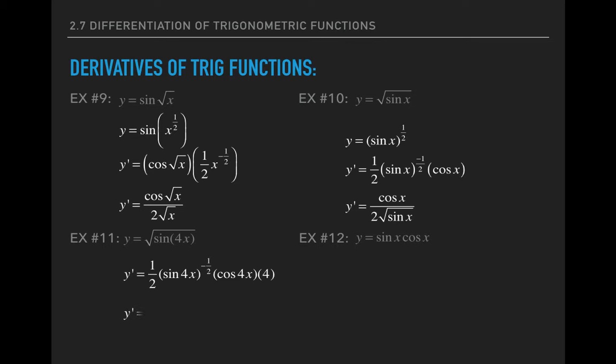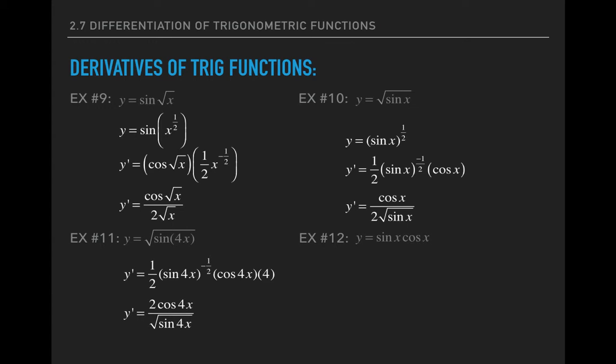Now let's simplify this. You're going to have 4 in the numerator, so 4 divided by 2, that gives you the 2 in front of the cosine 4x, and then the sine 4x to the negative 1/2 power, you can write that as the root in the denominator. All right, example 12, and this is going to be the last one for this video. I'm going to do 2.7 in another part, so this is going to be the last of part 1.